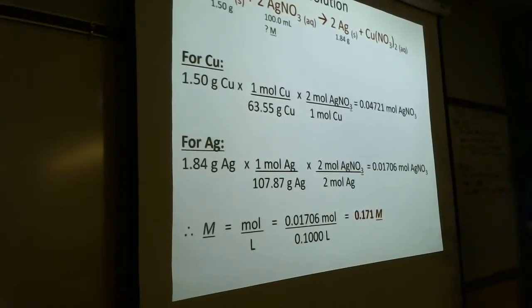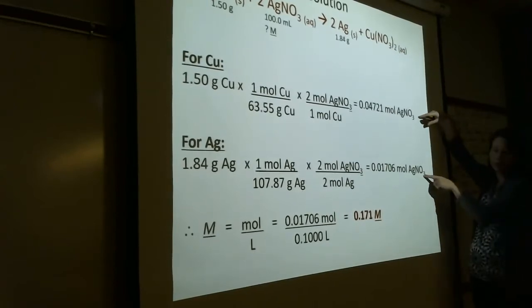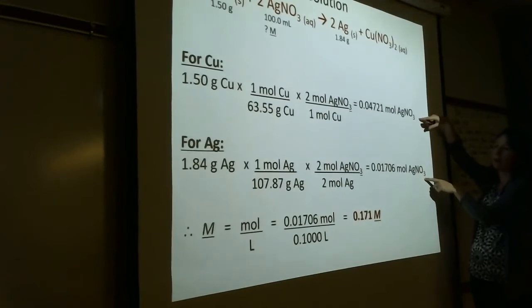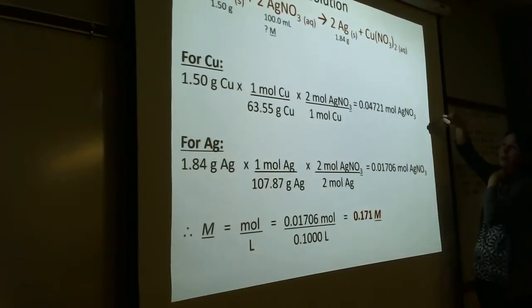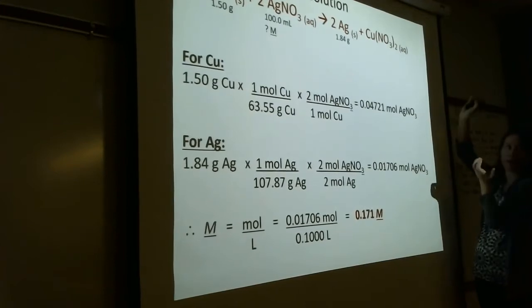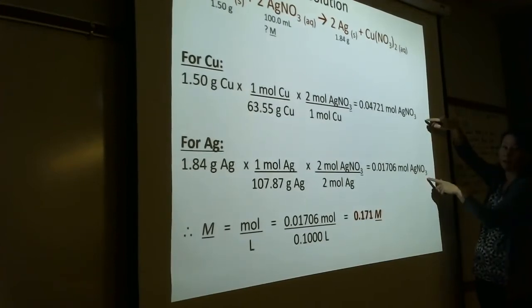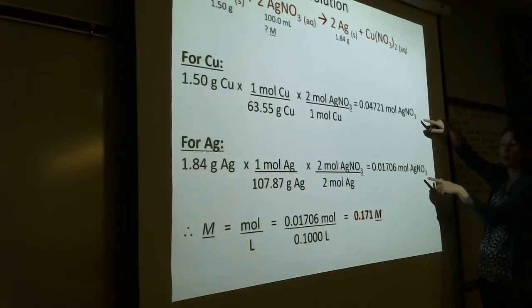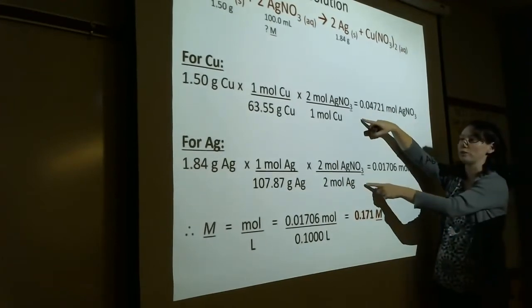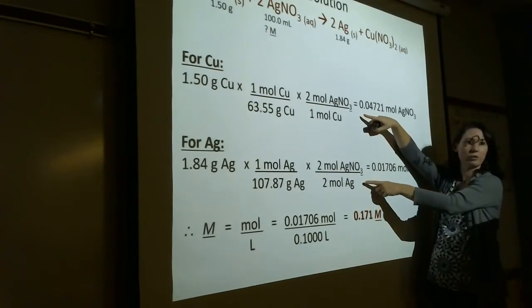Are we in agreement? Does everybody see why you stop at moles this time? You don't need to calculate it out all the way to grams because we're not asking for what mass of solute is dissolved, right? We're not asking that. We're asked what's the molarity. So the molarity is calculated using moles. So in your solution stoichiometry, you actually only have to do 2 steps instead of 3.